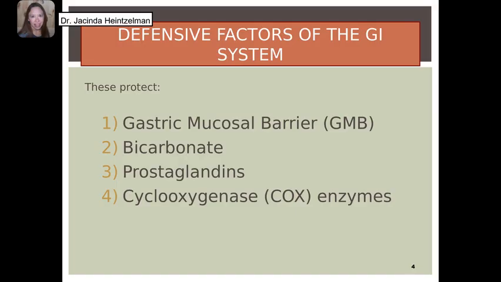So again, remember the defensive factors of the GI system. We have the gastric mucosal barrier, we have bicarbonate, prostaglandins, and one other one that we should mention is COX enzymes.